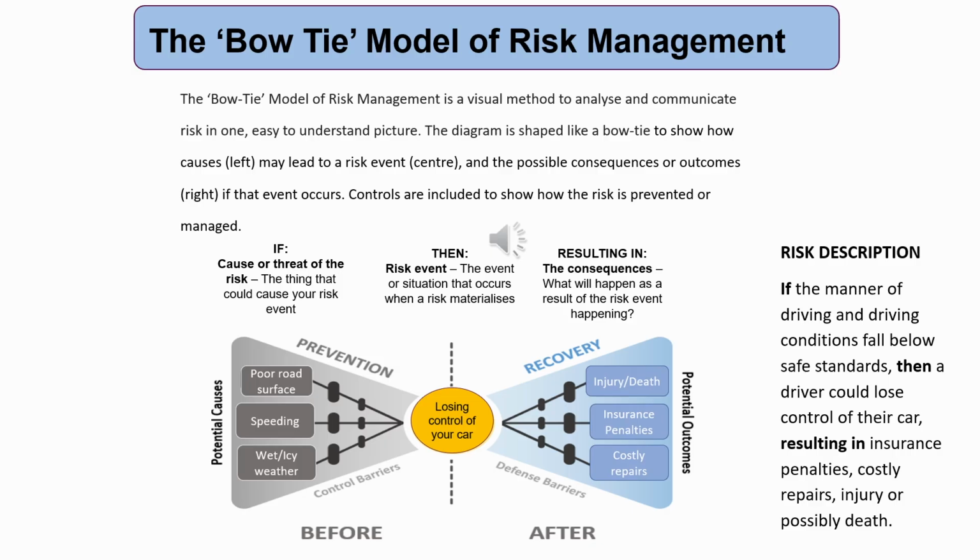And then we have some possible consequences of this event, from costly repair bills to injury or possibly death. Later on in this presentation, we will look in detail at the language of risk description. But if we were to describe this risk in the format required by the Trust, it would be as follows. If the manner of driving and driving conditions fall below safe standards, then a driver could lose control of their car, resulting in insurance penalties, costly repairs, injury, or possibly death.